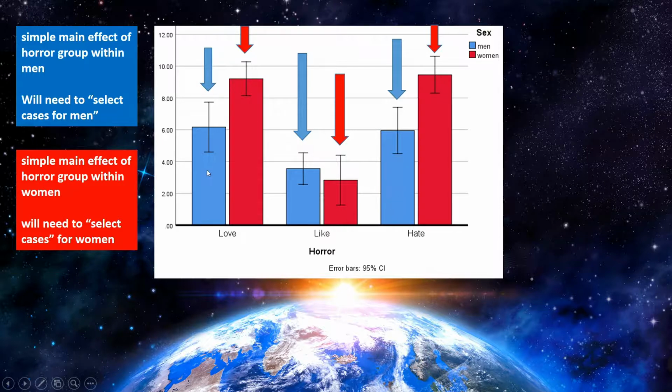Now, because we have 3 means and different people in each group, this would be a one-way independent ANOVA. And if that one-way independent ANOVA is significant, then we'll need to run post hoc tests to see which mean is different from which. And then once we finish that, we would next look at just the women in our study, so the red bars. We would want to look at women who say they love horror movies, women who like them, and women who hate them. So now we're just looking at the red bars.